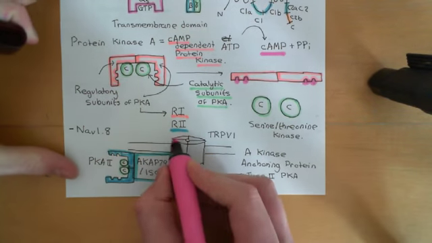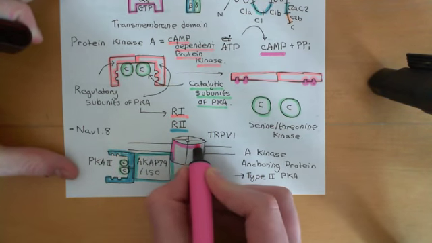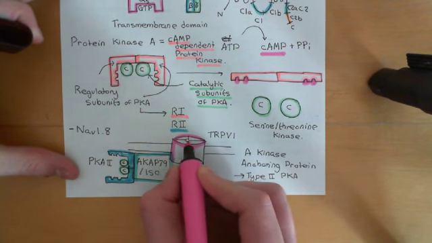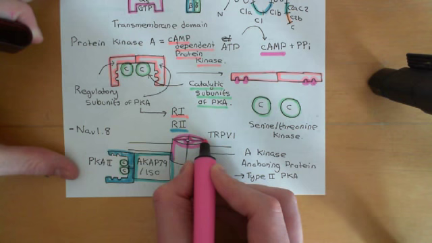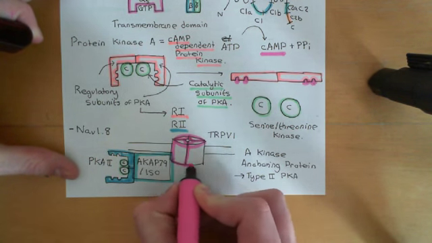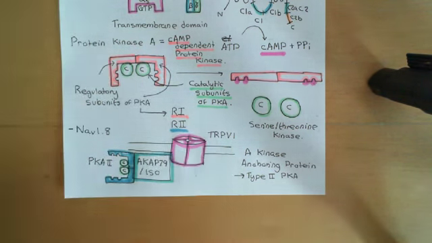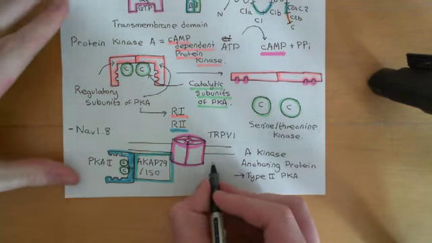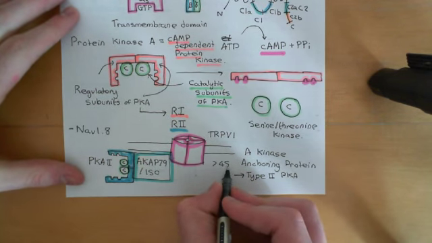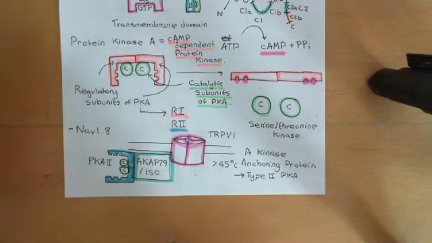And then what does that result in? Well, basically it results in the sensitization of the TRPV1 channel, so that it now opens at lower temperatures. So remember, previously TRPV1 required temperatures that were greater than 45 degrees Celsius for it to change conformation and open.